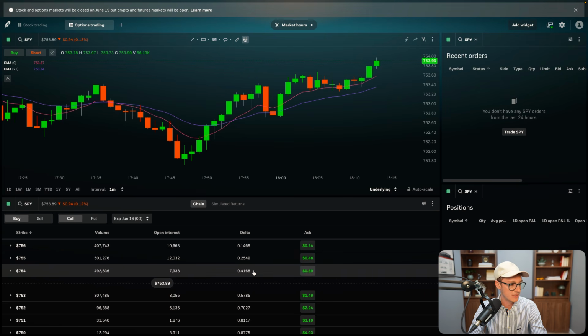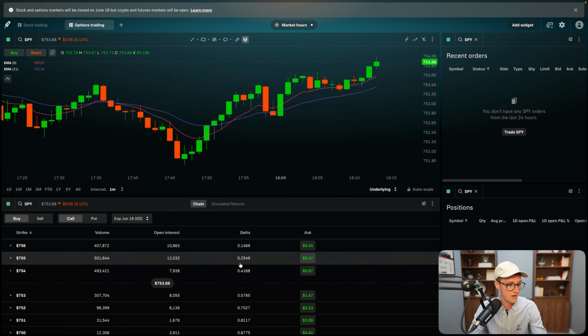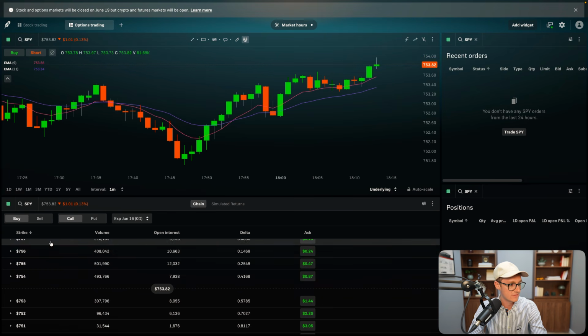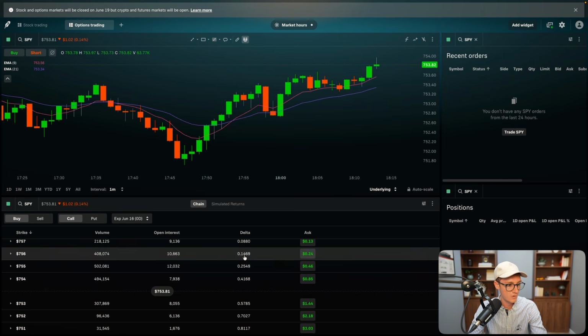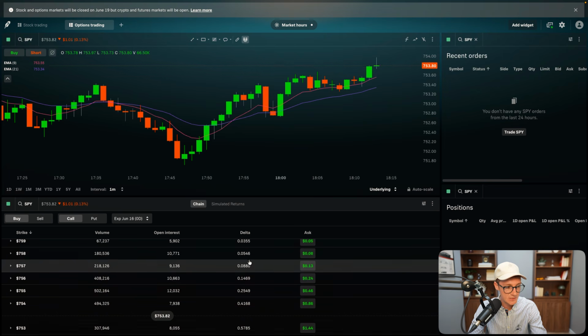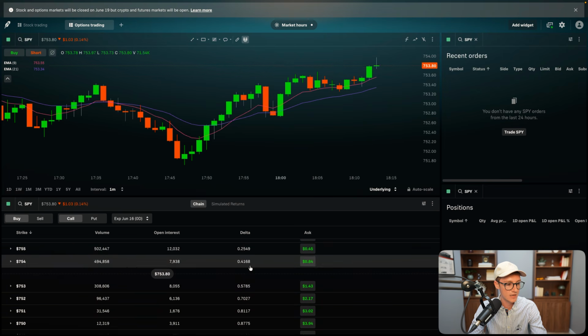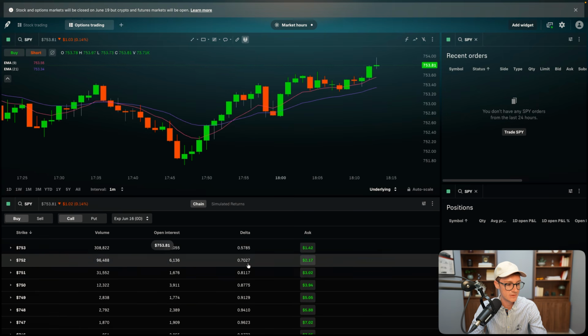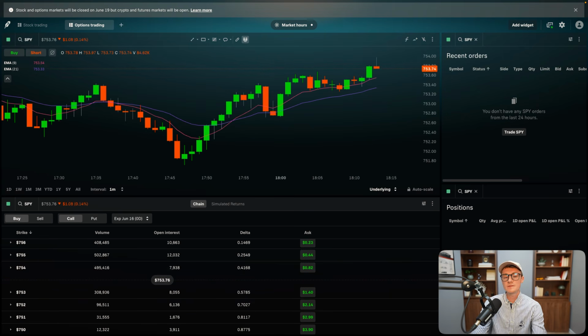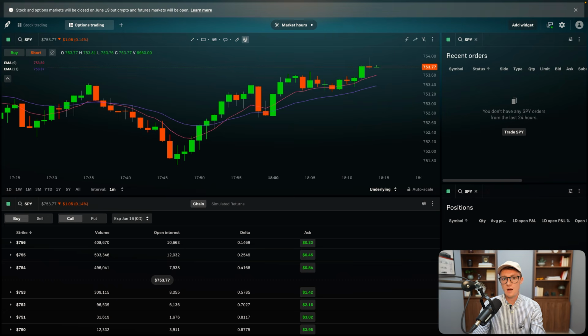You can see the delta behind these 754 calls is 41, or 0.41. Behind the 755 calls is 0.25. Behind the 756 calls is 0.14. And you can see how the delta is going to continue to decrease and get smaller. As we work into the money, you can see how that delta is going to increase. So again, a delta between 0.30 and 0.50 and a contract that's 1 to 2 spaces out of the money.